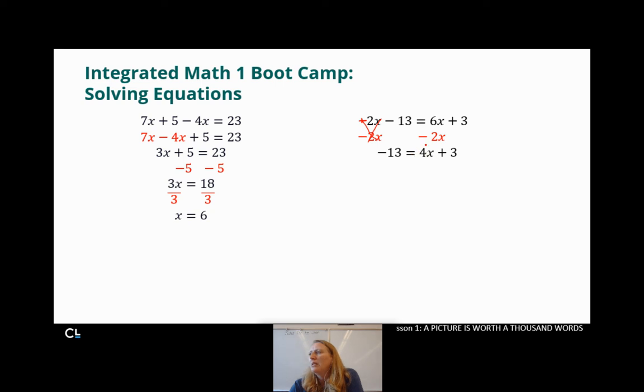6x minus 2x is 4x. And I still have that plus 3. And now it's no problem, right? We'll subtract 3 from both sides. So we get negative 16 equals 4x. And we'll divide both sides by 4 to get the x all alone on its own. And negative 16 divided by 4 is a negative 4. So x equals negative 4. Or I wrote it as negative 4 equals x. Both ways are correct. Both ways are saying x is a negative 4.